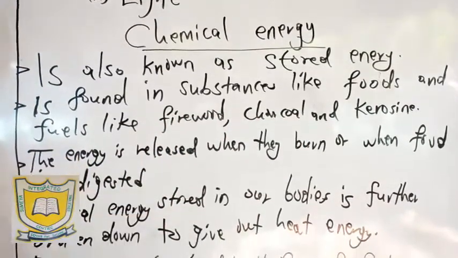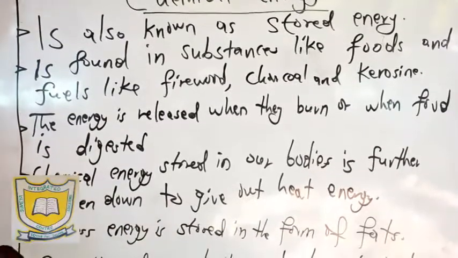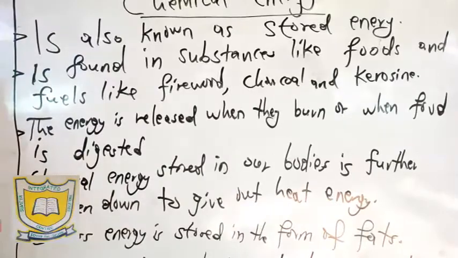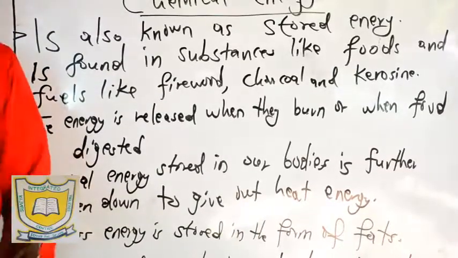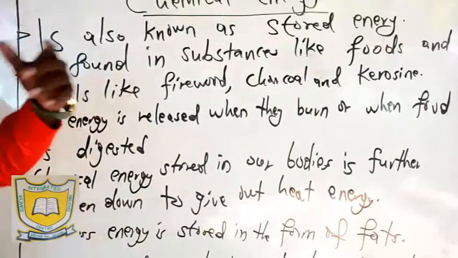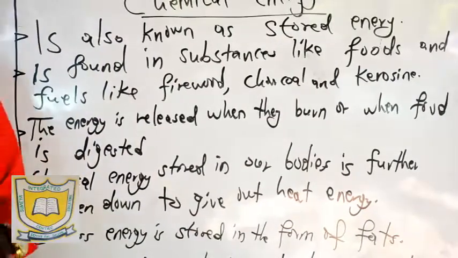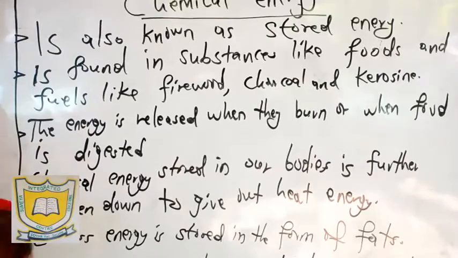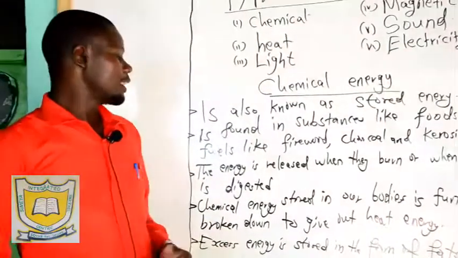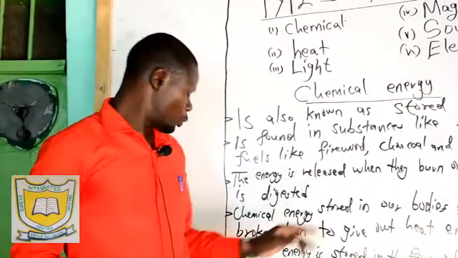Chemical energy stored in our bodies is further broken down to give out heat energy. So you find that the body is kept warm because we are consuming different types of food. After the food has been digested in the gut or in the small intestine, the body is warmed by the energy from the foods.